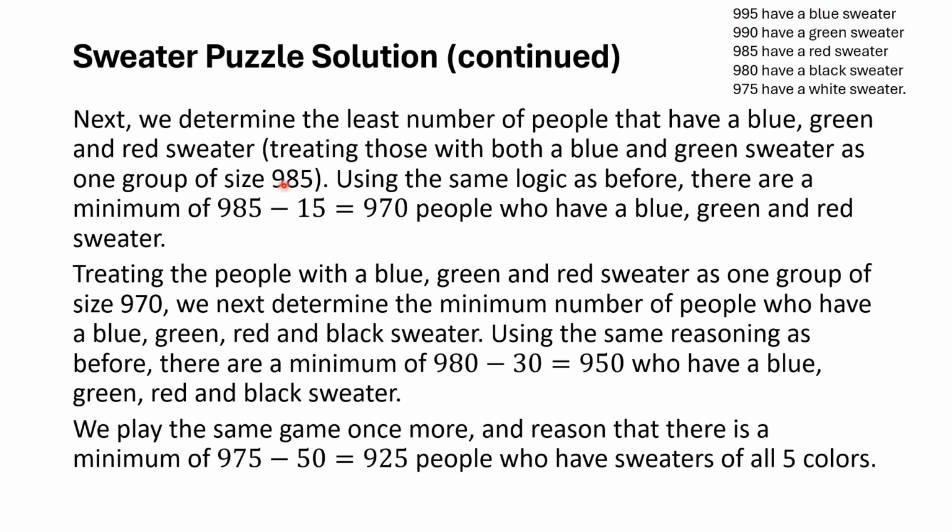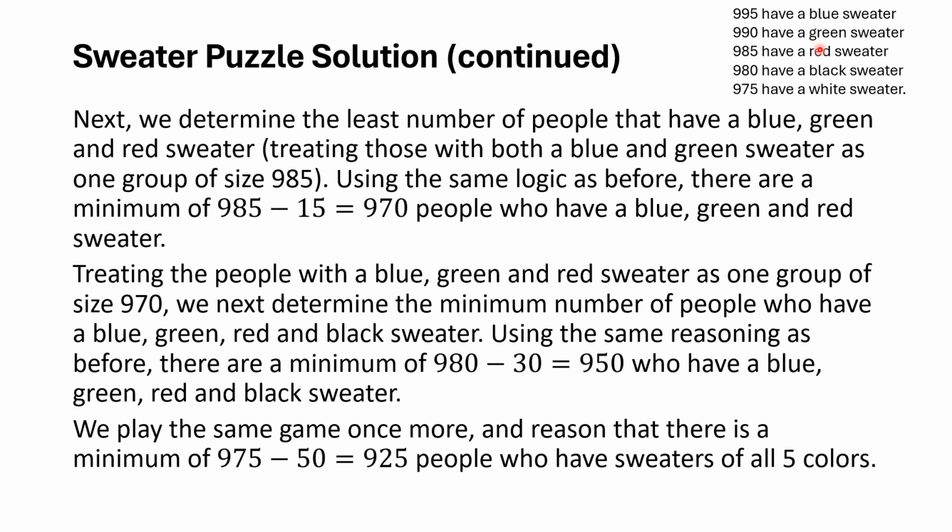So these first 2 are now one group, and as we computed, that had 985 people, and we compare that to the number of people that have red sweaters, and we ask how many at least need to have both. We do the same type of analysis, and we end up subtracting the 985 from 1,000, and then we subtract that 15 from the 985, and we get 970 people. If you need to, you might want to redraw the figure from the previous slide and just substitute in a blue/green group and compare that to the group with the red sweaters. So we get at least 970 people that have blue, green, and red.